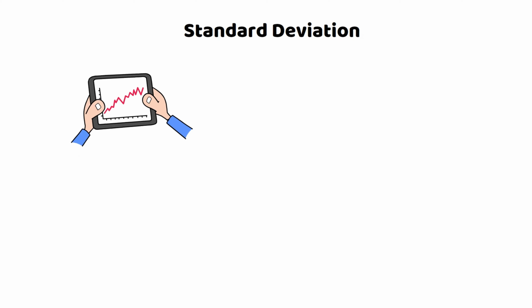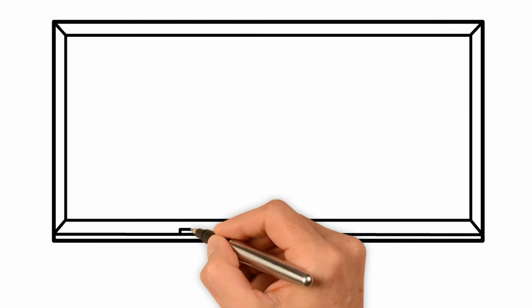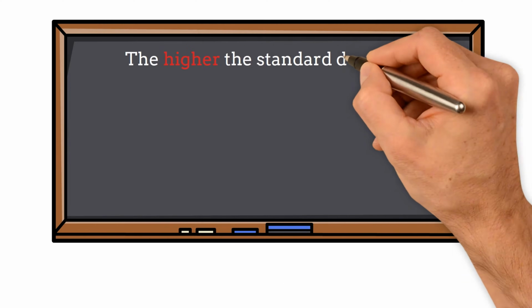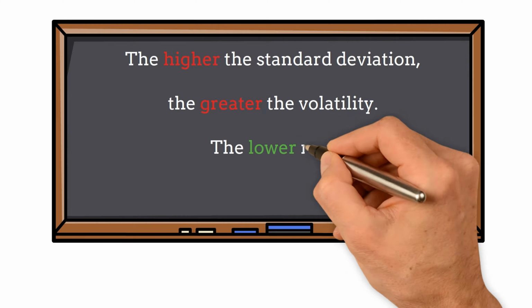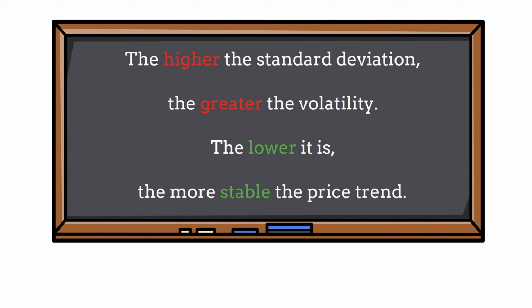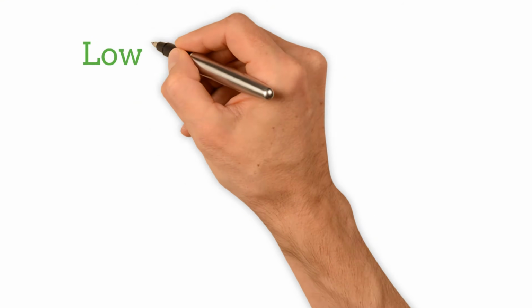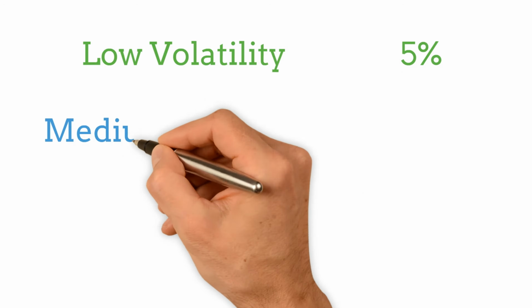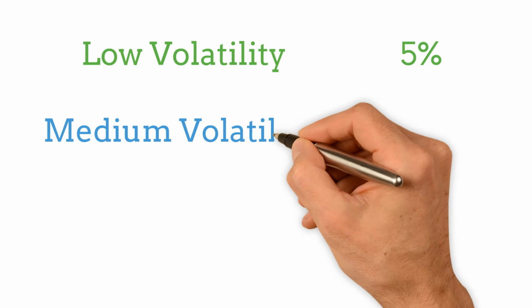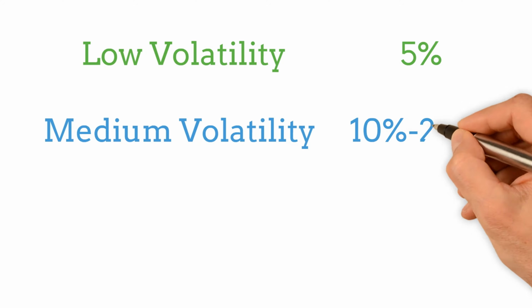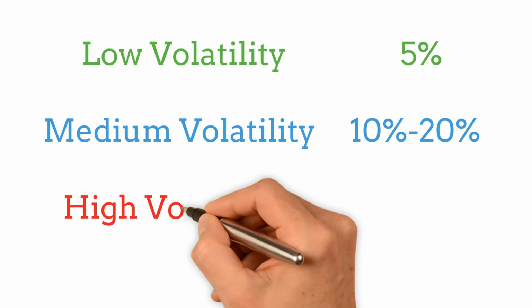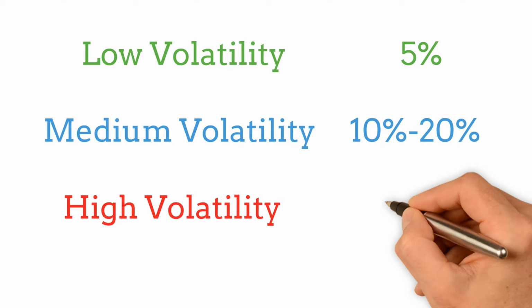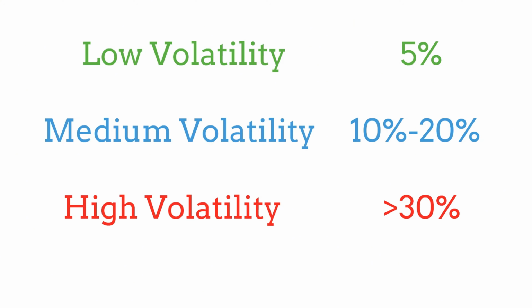It measures how much an ETF's returns fluctuate. In simple terms, it tells you how dramatic the price movements are. The higher the standard deviation, the greater the volatility. The lower it is, the more stable the price trend. For example, ETFs with a standard deviation around 5%, like some bond ETFs, tend to have relatively stable prices. Most equity ETFs fall in the 10% to 20% range, which is moderate volatility and generally acceptable for most investors.